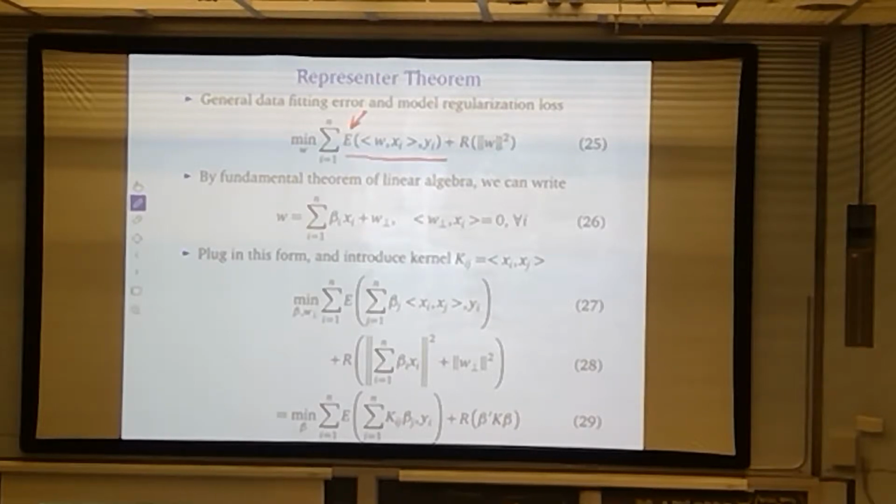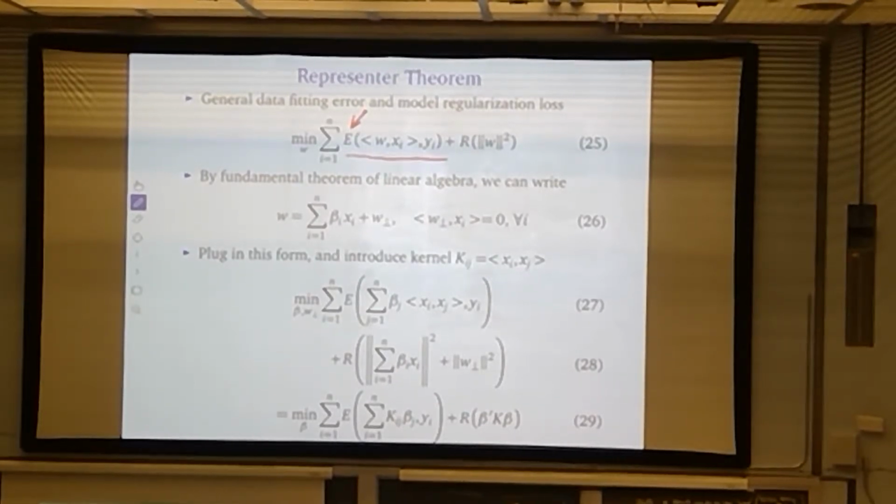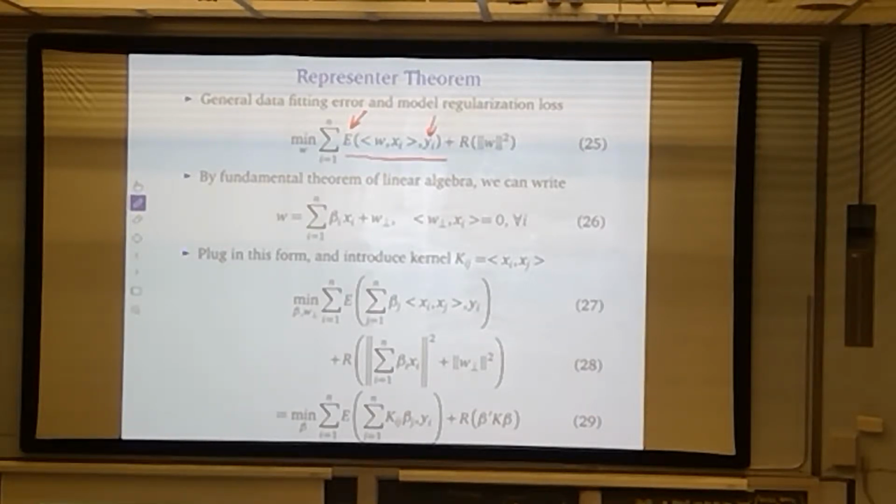Okay, this error. We don't need to be concerned with the form of this error function. What we have done is the least square error. It compares two things. One is the target value y. The other is a linear function, the inner product between w and xi.